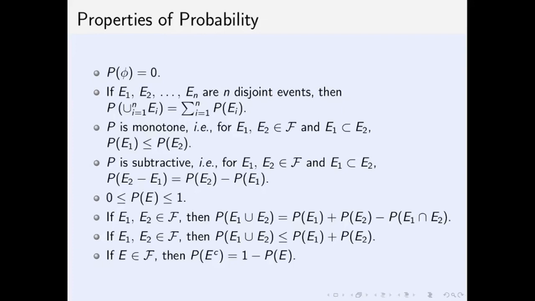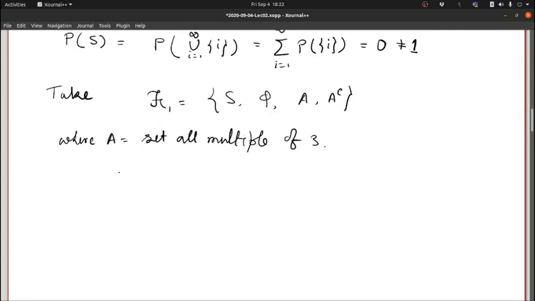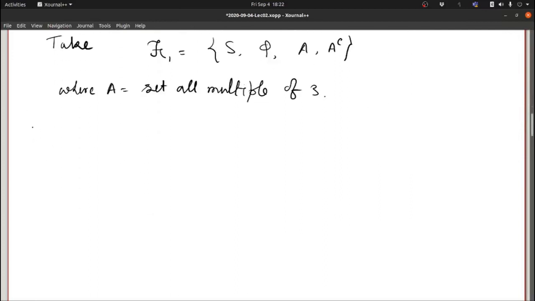How can I prove it from the three axioms I have? The proof is very, very simple. The proof is nothing but I can follow in this way. Proof of properties of probability.